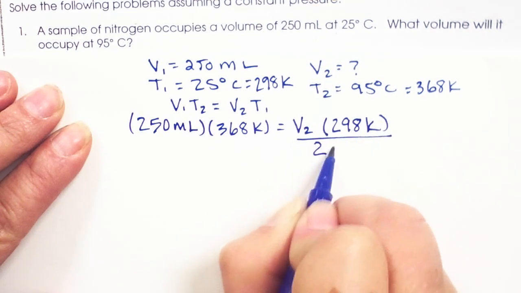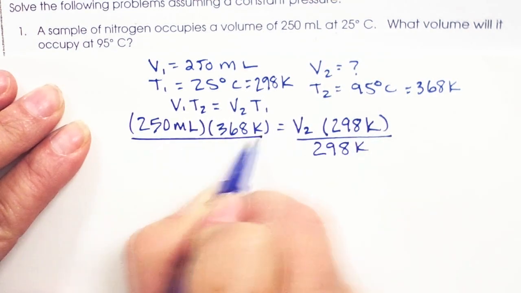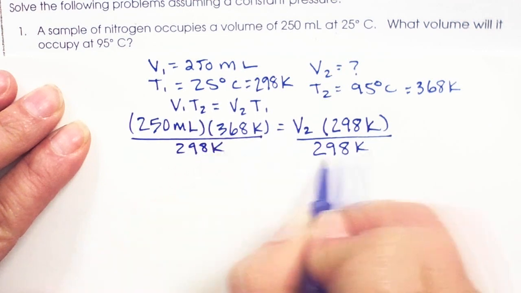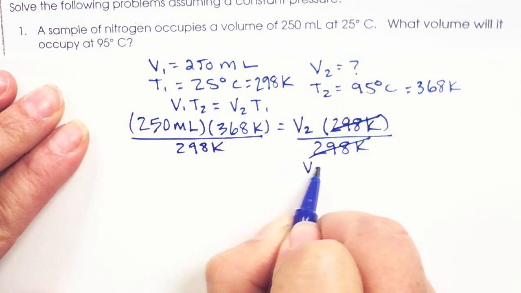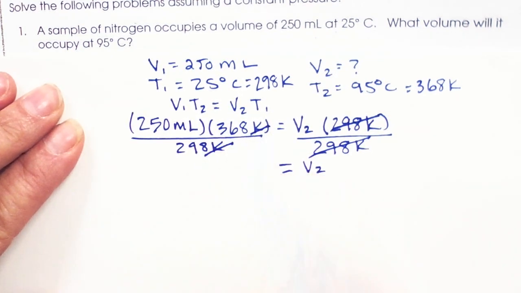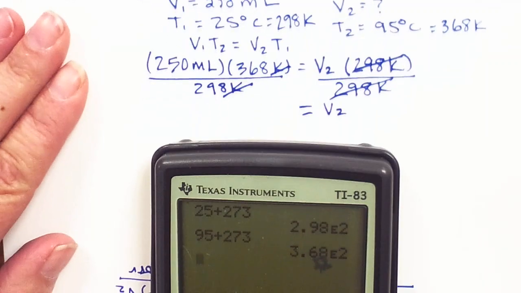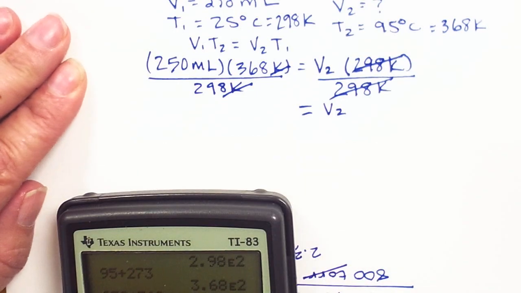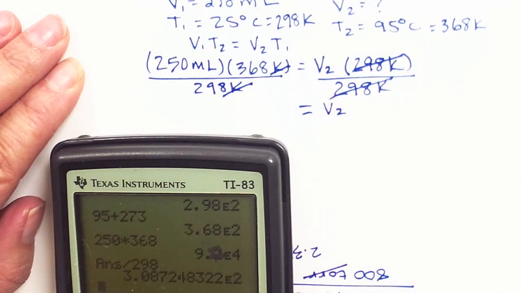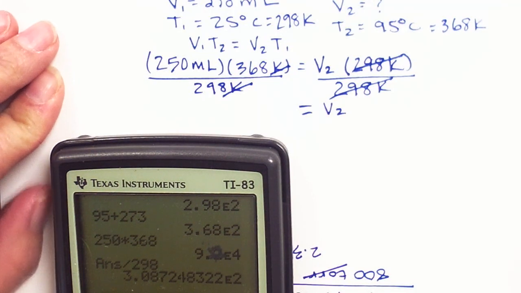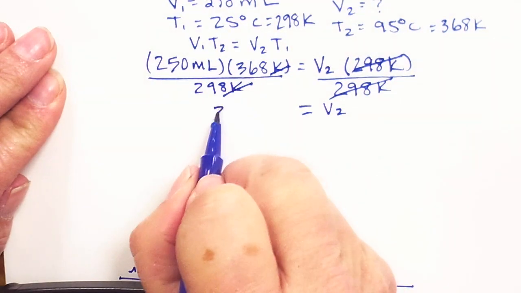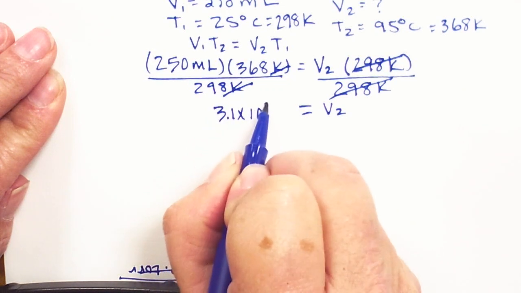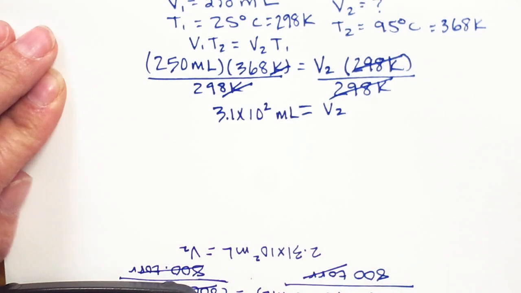I'm going to divide both sides by 298 Kelvin. By doing that, I get my V2 alone, and I cancel out my Kelvin. So now I'm just going to do my math here. And I only get 2 digits because of the 25 and the 95. So I'm going to round off 3.08 to 3.1 times 10 to the 2 milliliters. And that's my volume.